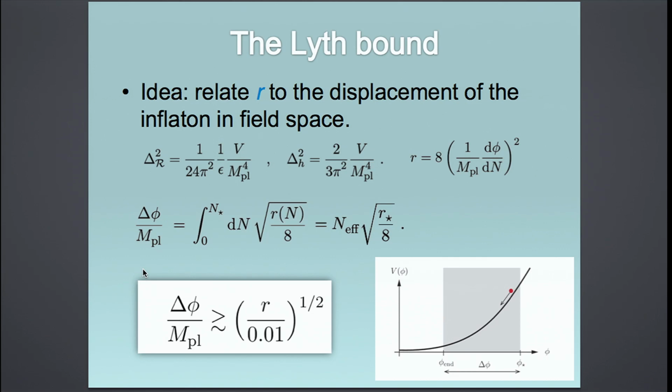If you're confronted with an expression like this, you don't immediately learn all that much, but if you think you can evaluate this integral in some way, then you can try to estimate how the r that you observe on CMB scales is related to delta phi over M Planck. So another definition, you could define N effective by this relationship here. So r star is the r that's observed on CMB scales. And so if r never changed at all, N effective would be about 60.